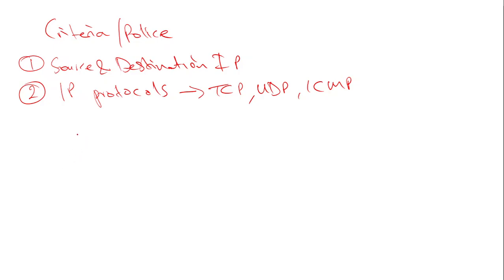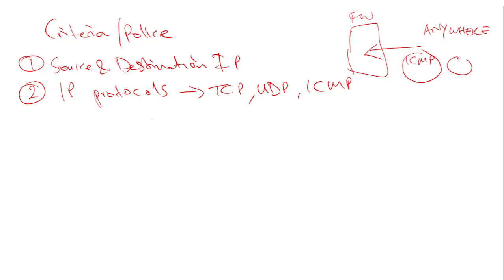As an example, we can say if this is the firewall and there is something incoming into our firewall and it is an ICMP packet, no matter where it's coming from, it could be coming from anywhere, as long as it is ICMP, we must block it. We must disallow it, no matter which IP address it is going to.